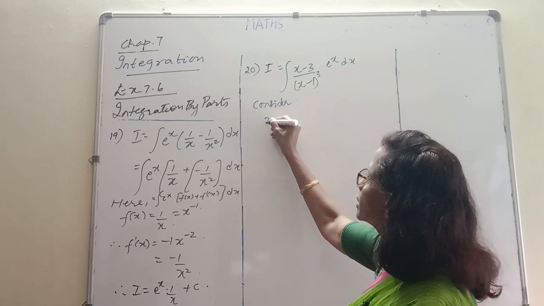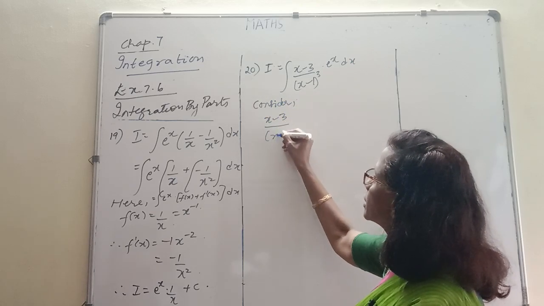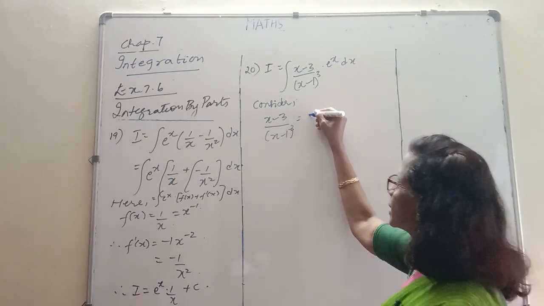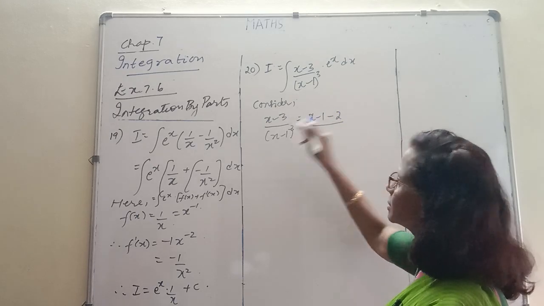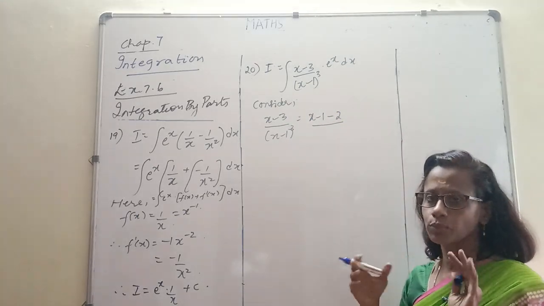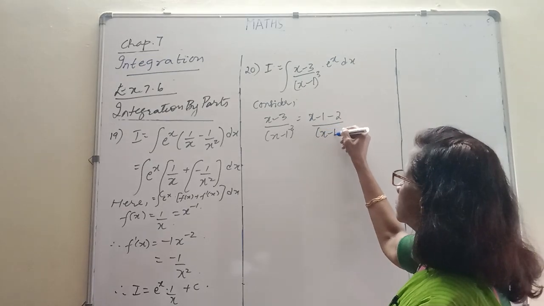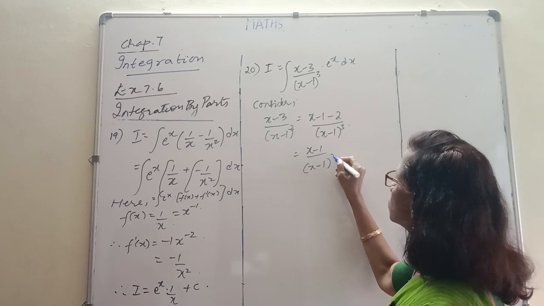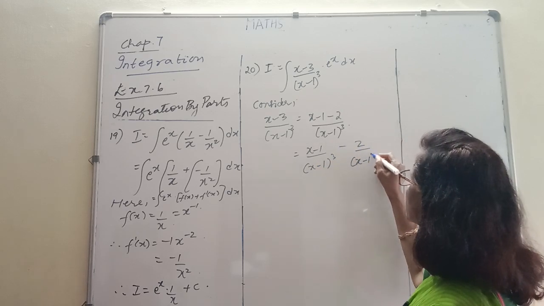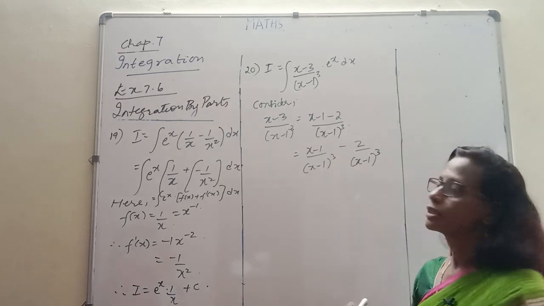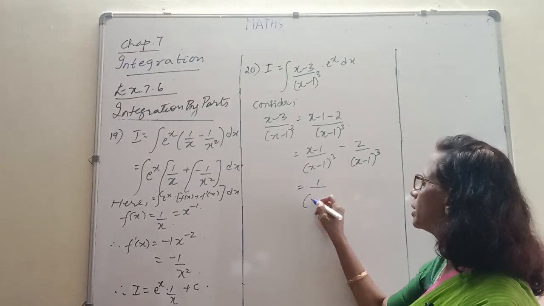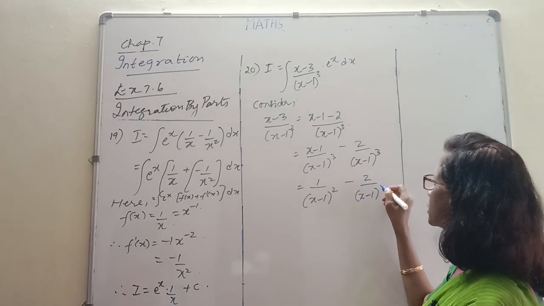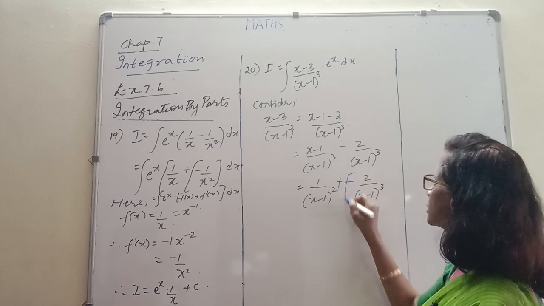So let's consider this part alone and see how we can do it. Consider (x − 3)/(x − 1)³. The x − 3 we could always write as x − 1 − 2, just breaking up the minus 3 as minus 1 minus 2. Now we could write it as (x − 1)/(x − 1)³ minus 2/(x − 1)³. So this part comes to 1/(x − 1)², and here it is plus minus 2/(x − 1)³.